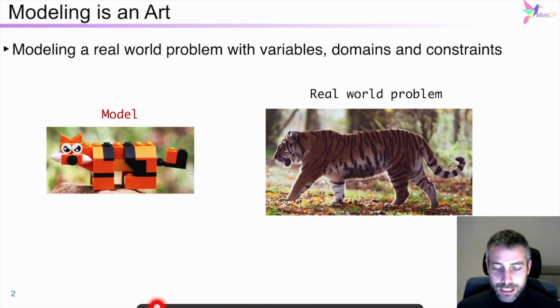The first thing I would like to say is that modeling is more an art than a science. The goal is to model a real-world problem, but of course you don't have the same expressivity as the real world because you are restricted by, for instance, the constraint programming technology, the library, the type of constraints and the type of variables that you have. So the goal is to build something useful and find a model that is able to create solutions that correspond to the real-world problem.